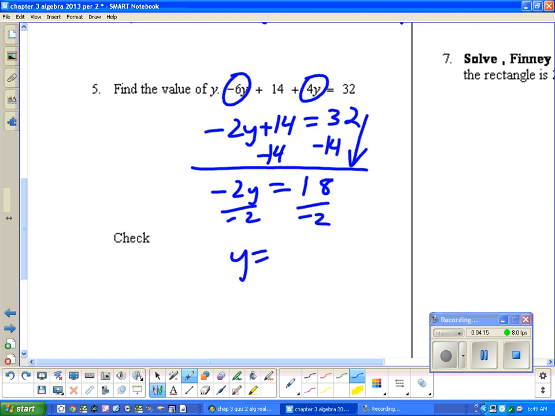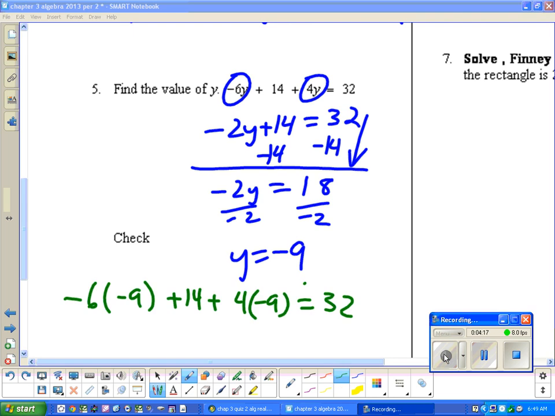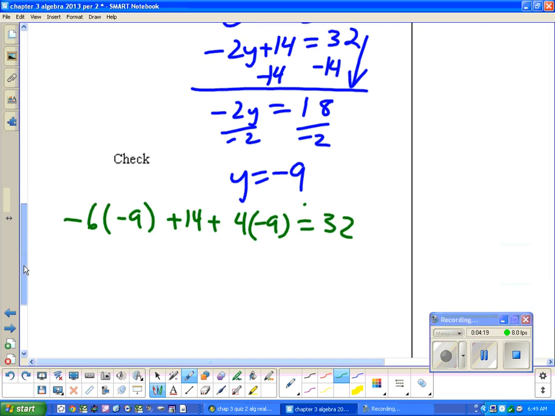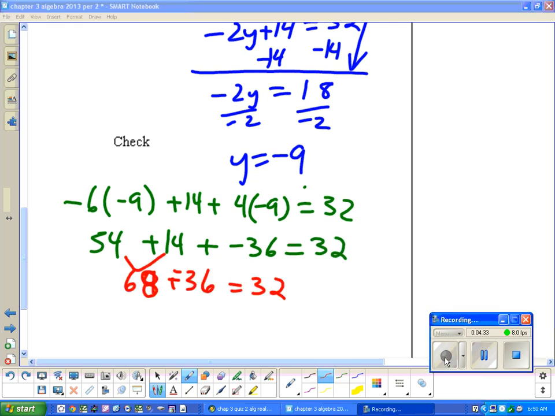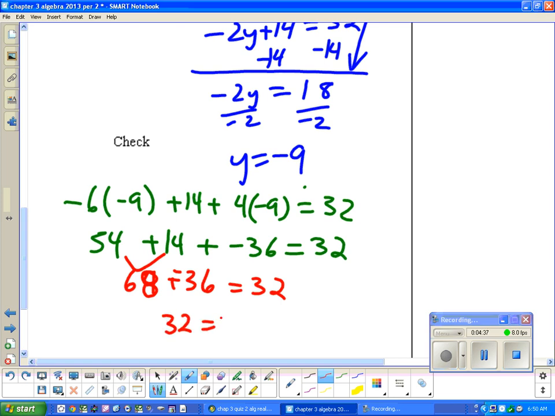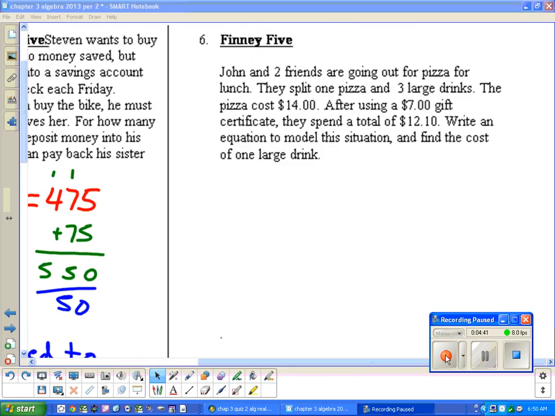Y equals negative 9. Okay, you're going to run a check here. Plug in our negative 9. Negative 6 times negative 9 is 54. Plus 14 plus negative 36. Does that equal 32? So we'll keep going here. We have 68 minus 36, which is 32. It checks, and the answer is negative 9.